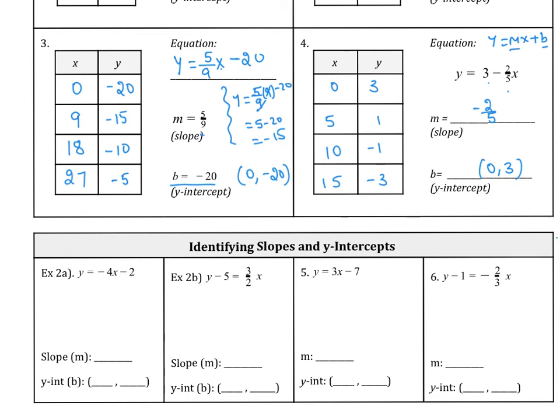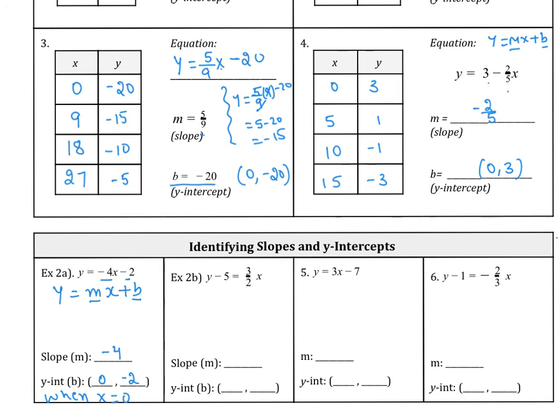For example number 2a, you're going to compare this equation with mx plus b, where m is negative 4, so m is going to be negative 4. b is the y-intercept, that is negative 2, so the b value would be 0, negative 2. Remember, y-intercept is the value when x is 0, so we always put the x coordinate as 0.